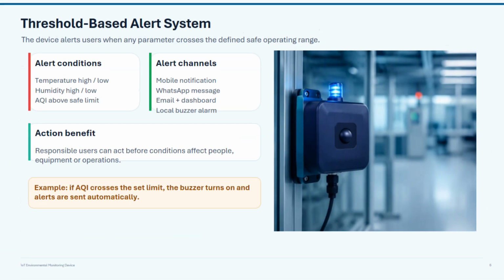The device instantly notifies users if temperature, humidity, or AQI exceeds safe limits. Notifications are sent via mobile, WhatsApp, email, dashboard, and buzzer alarm, enabling quick response before conditions impact operations.